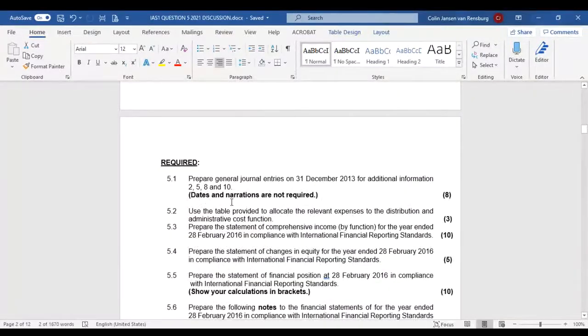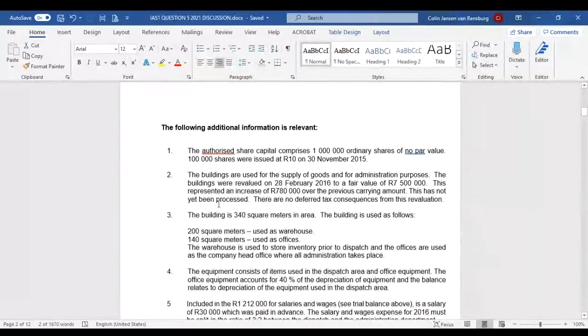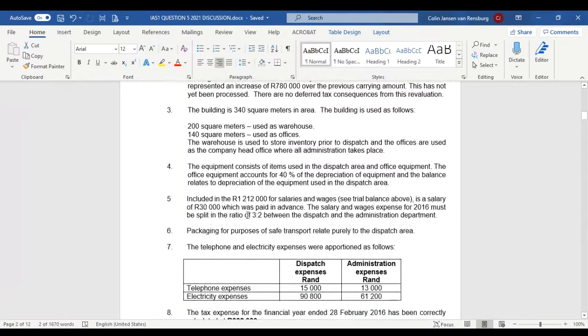Now again, they've given us a few hints here where we need the journal entry, so let's go and do them. So the next one we have to look at is paragraph 5. Let's just double check. Paragraph 3, no journal entry. Paragraph 4, no journal entry. Paragraph 5, yes, we need a journal entry there.